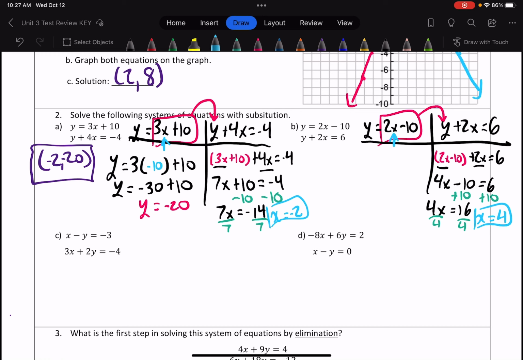I now substitute the value of x into my first equation to evaluate y. Let's get y equals 2 times 4 minus 10. And I just solve from here. So I have y is equal to 2 times 4, which is 8, minus 10. So my value of y is equal to negative 2. And therefore my solution is going to be 4 comma negative 2.